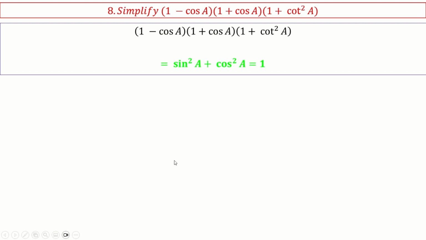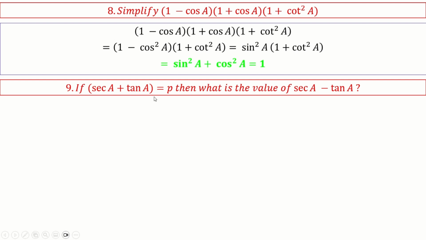Simplify this value. Simple. This is (1 minus cos square A) into (1 plus cot square A). If I expand it, what I will get is sin square A. This is nothing but sin square A into (1 plus cot square A). That is nothing but sin square A plus cos square A, which is equal to 1.